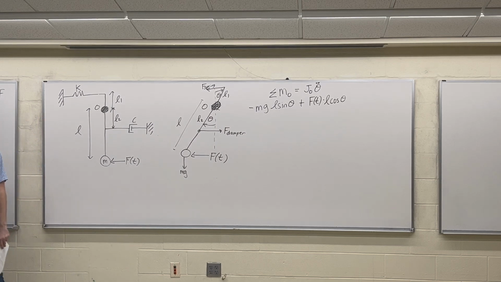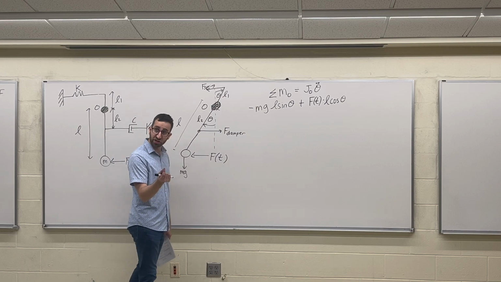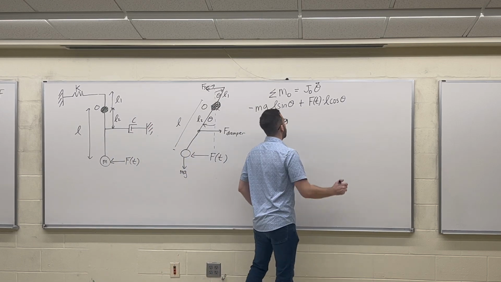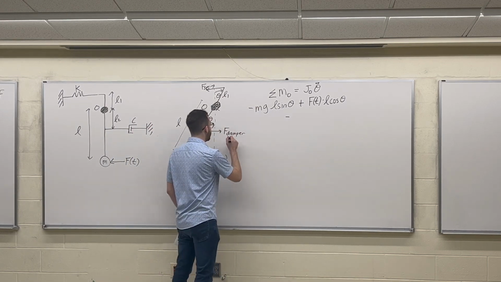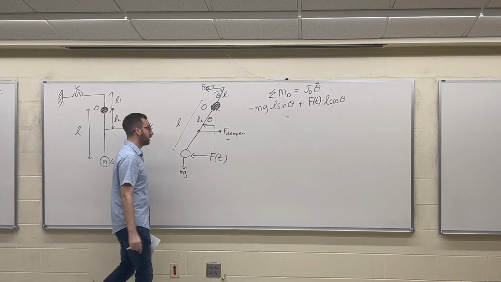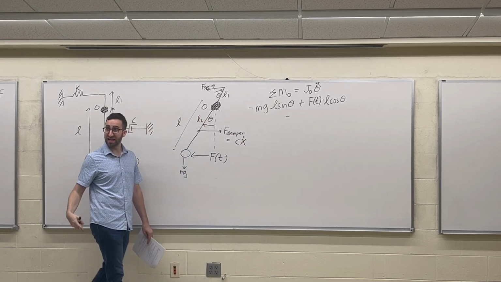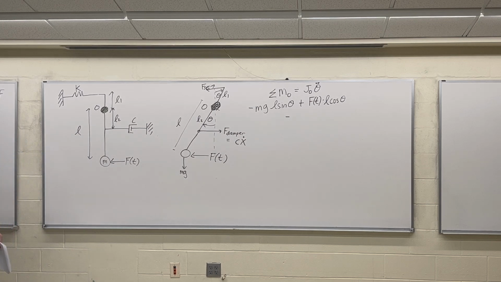Is the damper going to be a positive or a negative moment? Negative, it's trying to restrict the motion. What's the force of the damper going to be? C x dot, right? I'm going to write it in terms of x, but we will have to replace that with theta after. For now, let's just leave it as C x dot.